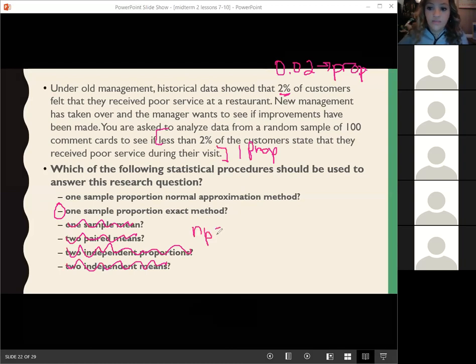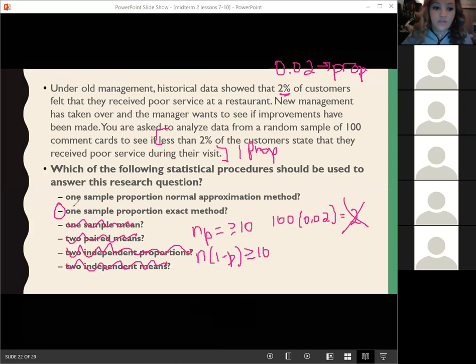So np has to be at least 10, and n times 1 minus p also has to be at least 10. In this case, np, with 100 as our sample size times 0.02, only comes out to 2. We can honestly stop right there, because that's not at least 10. So in that case, we have to use the exact method, because you can't use the normal approximation if these conditions aren't met. So that's why your answer is that.